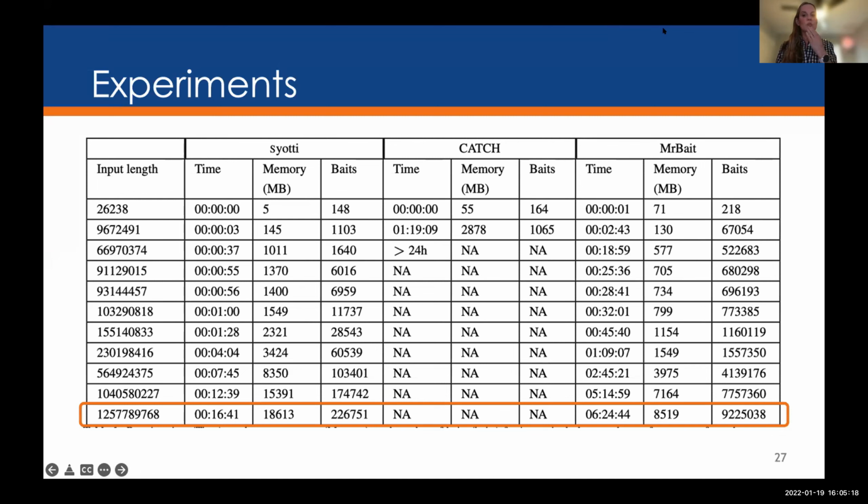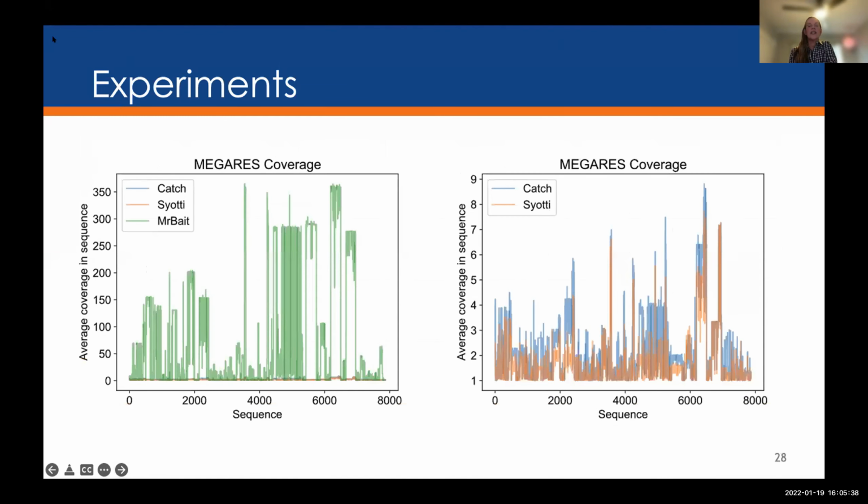So this was the constraint with Mr. Bait, that it ended up creating far more baits than what is practical. The other consideration that needs to be made is looking at the coverage produced by the baits. So what we did here was we took our bait set and we aligned all the baits to the references, and we looked at the coverage.